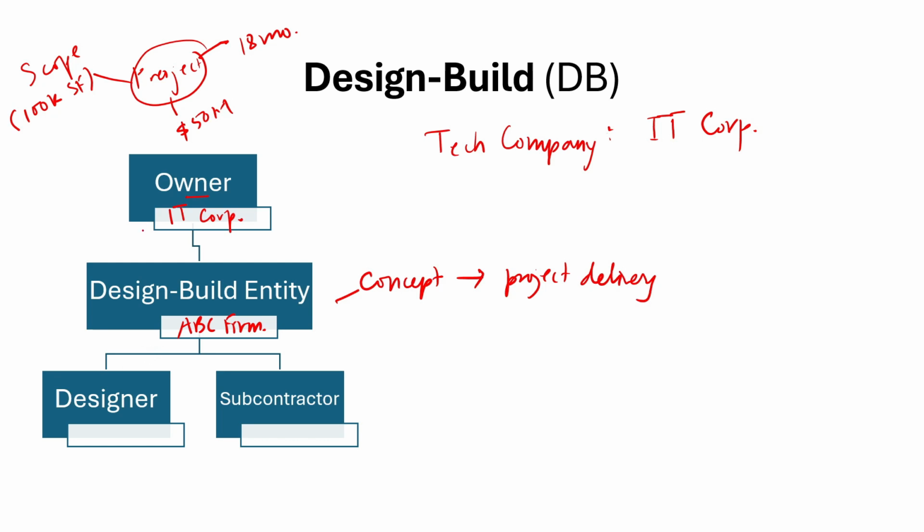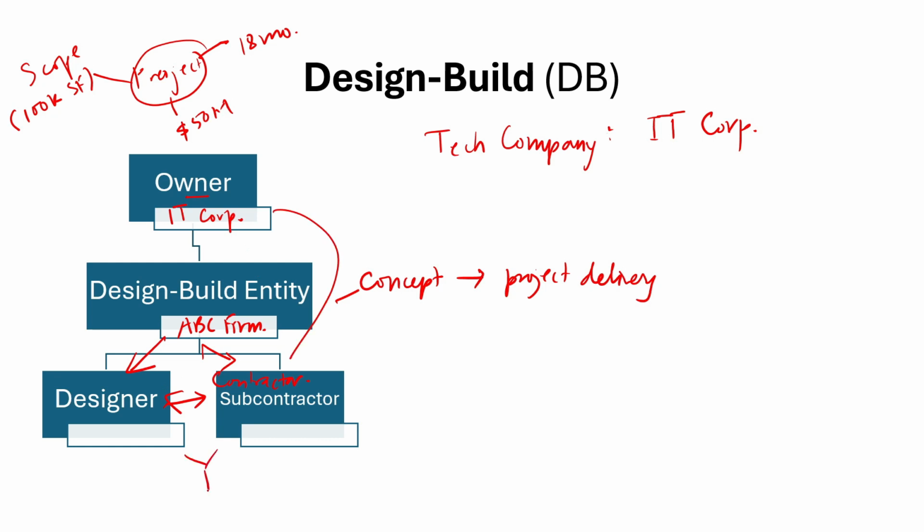A conceptual design is developed where the design build firm has its own designer and hires sub-consultants. It incorporates input from the key stakeholders. Detailed designs are produced, and construction planning begins simultaneously as well, because it has its own contractor or subcontractors. Once the preliminary designs are approved, construction begins while detailed design adjustments are ongoing. The design build firm coordinates all construction activities, ensuring they align with the owner's objectives.